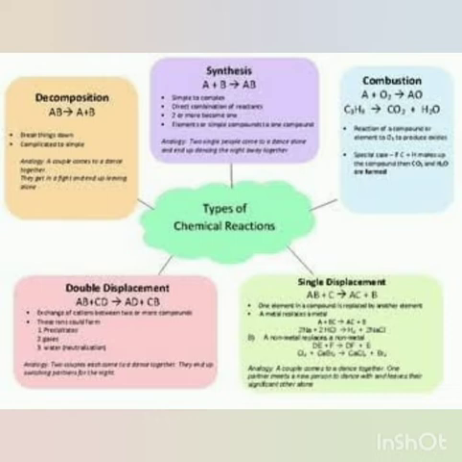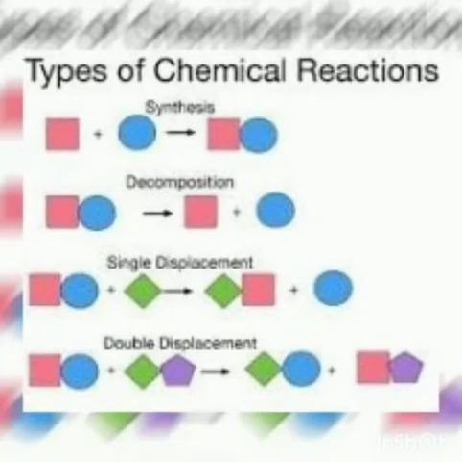Combination reaction or synthesis reaction, displacement reaction, decomposition reaction, double displacement reaction, and lastly redox reaction, that is oxidation and reduction. Let's move further and understand the equation with the help of the symbol as you all can see on your screen. A plus B gives out AB.